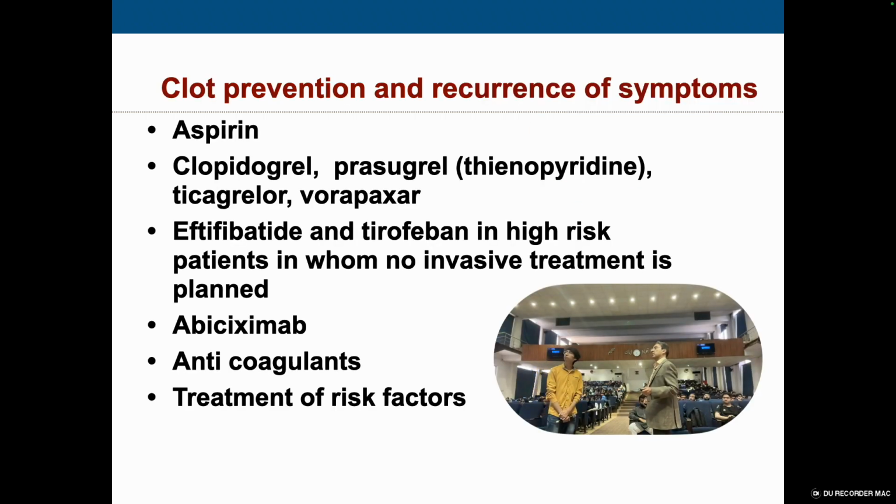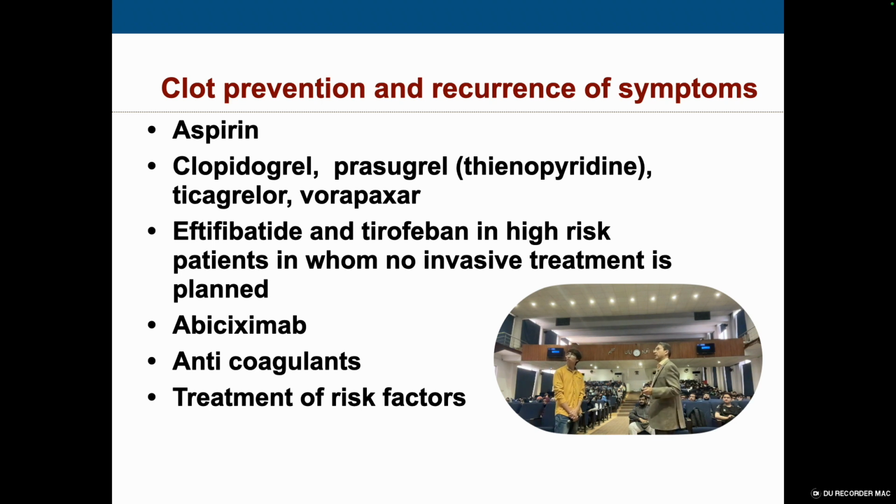Clot prevention and recurrence of symptoms. Aspirin should be given right in the beginning. Whenever you find a patient you think is suffering from ACS, give aspirin. Don't wait until we take the patient to hospital and then give aspirin. Aspirin should immediately be given, and the patient should not swallow the whole tablet. It should be chewed and then swallowed.